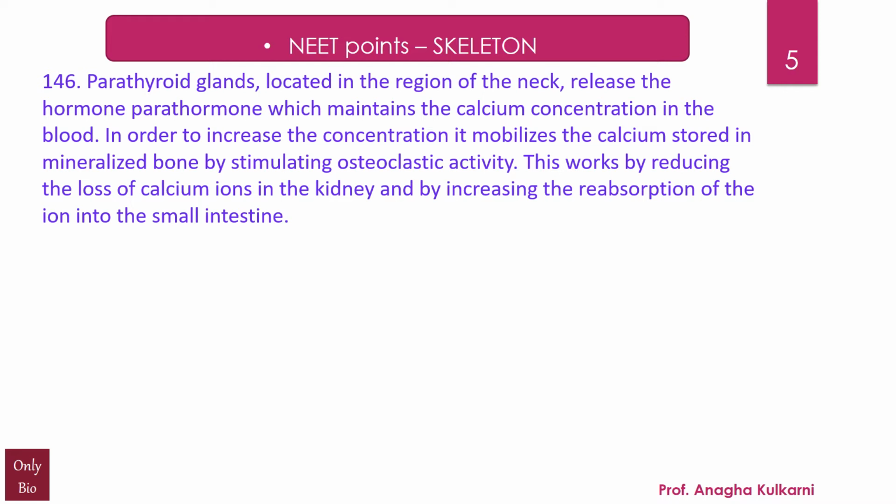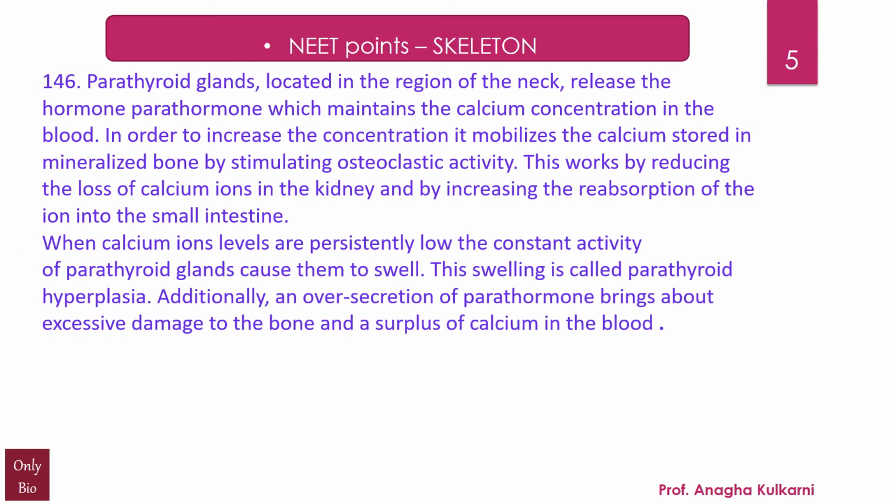In order to increase the concentration, it mobilizes the calcium stored in the mineralized bone by stimulating the osteoclastic activity. This works by reducing the loss of calcium ions in the kidney and by increasing the reabsorption of the ions into the small intestine. Next, when calcium ion levels are persistently low, the constant activity of parathyroid glands causes them to swell, and this swelling is called parathyroid hyperplasia. Additionally, an oversecretion of parathormone brings about excessive damage to the bone and a surplus of calcium in the blood.